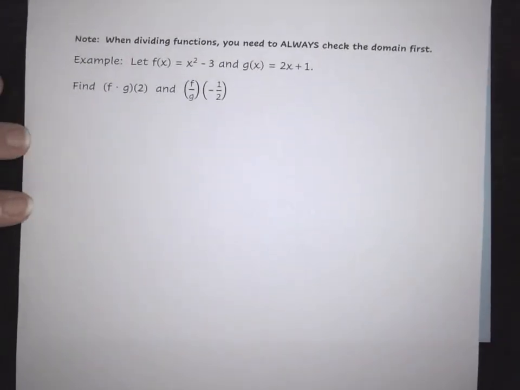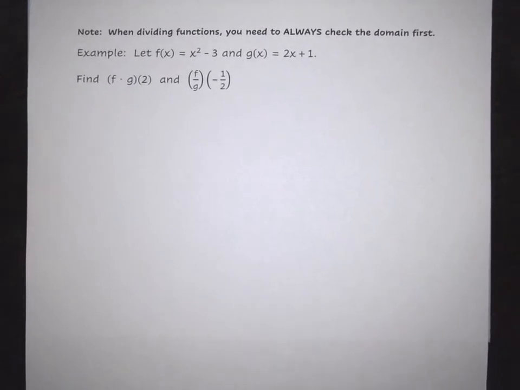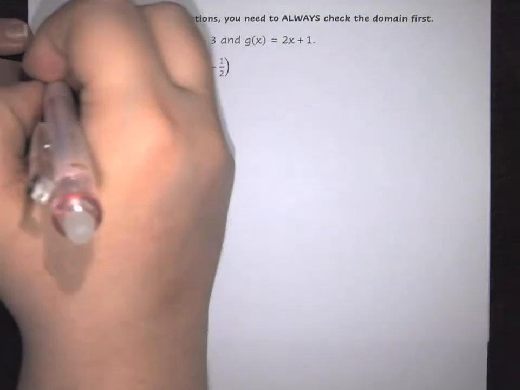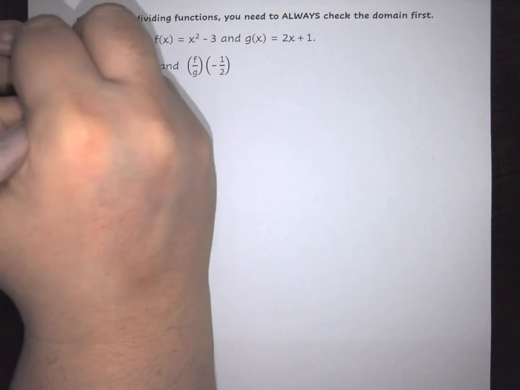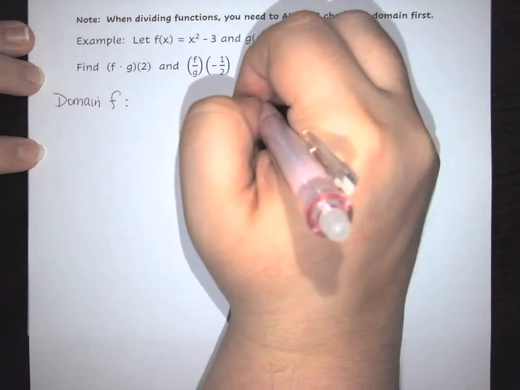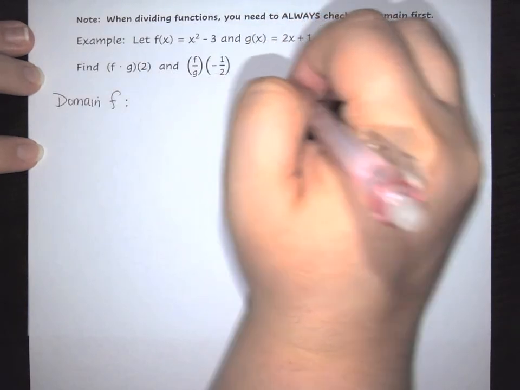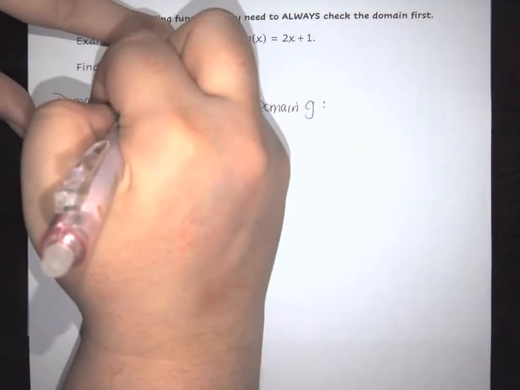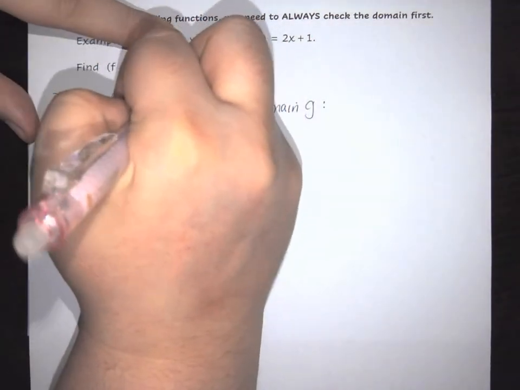Now, to make sure that there is no confusion, let's look at just one more here. One of the most important things to keep in mind, especially if you are dividing, is that you want to check your domain. Okay? So, the first thing that we want to do is identify the domain of f, and then identify the domain of g.